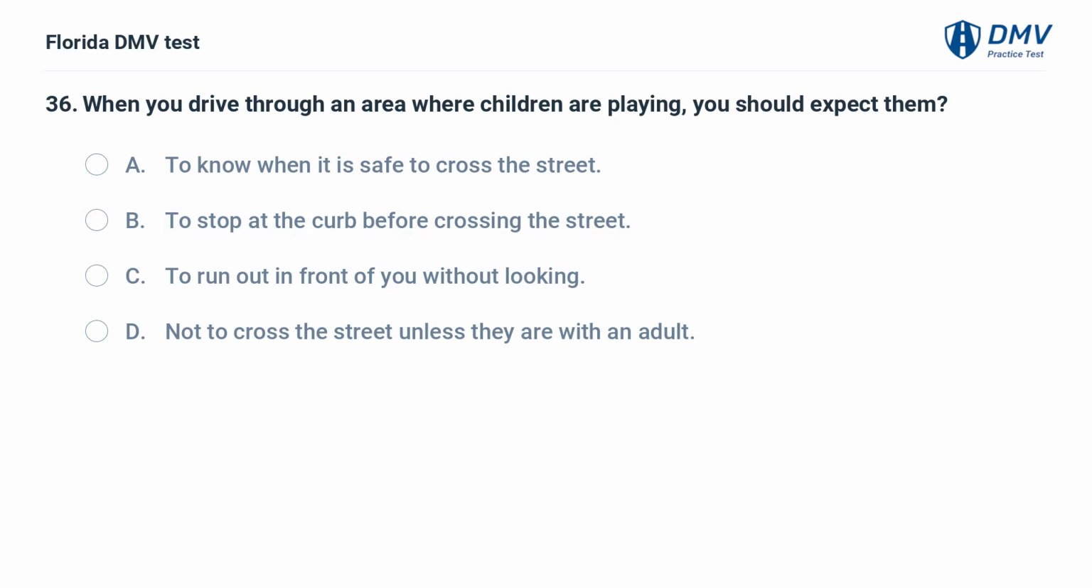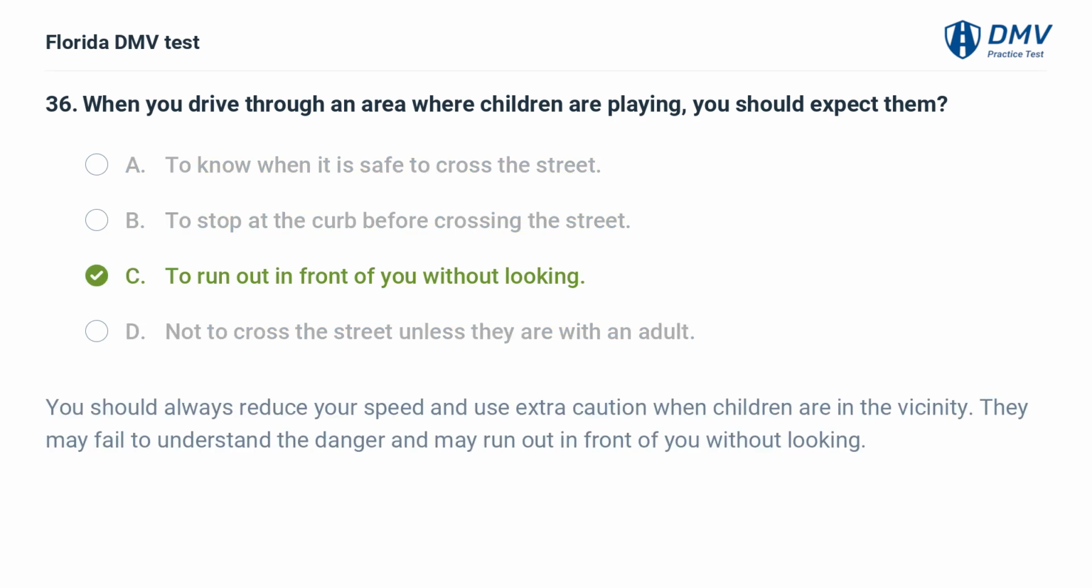When you drive through an area where children are playing, you should expect them: A. To know when it is safe to cross the street. B. To stop at the curb before crossing the street. C. To run out in front of you without looking. D. Not to cross the street unless they are with an adult.